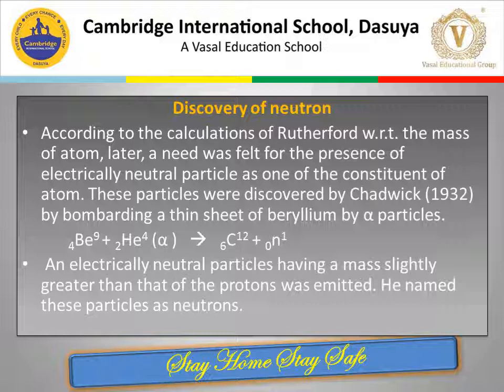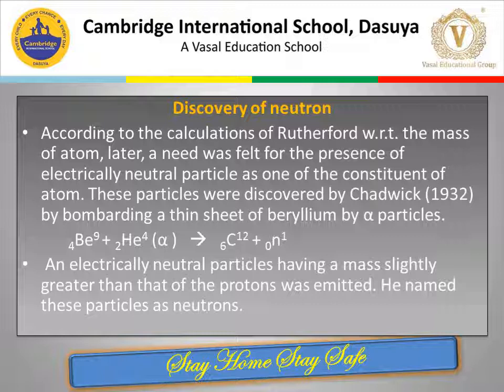According to the calculations done by Rutherford for the mass of the atom, it was felt that some kind of electrically neutral particle should also be present in the atom. These particles were discovered by Chadwick when he bombarded a thin sheet of beryllium with alpha particles.